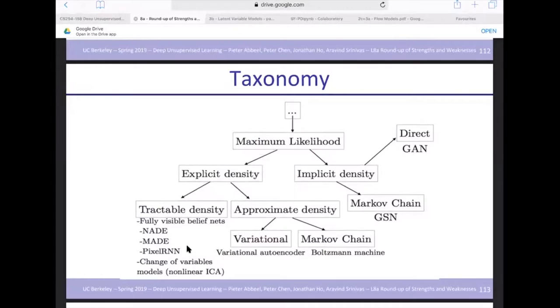So this is 8A, slide 113. So 8A is a comparison between the different strengths versus weaknesses of all the things that we've covered. It's a summary of everything in there. Okay, so let's go through this again later. There's plenty to get at.